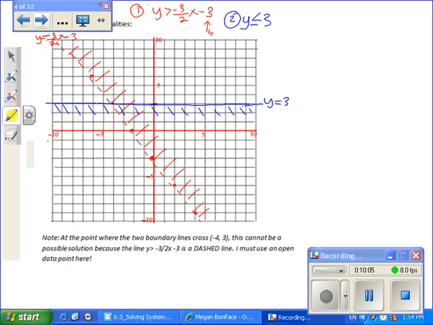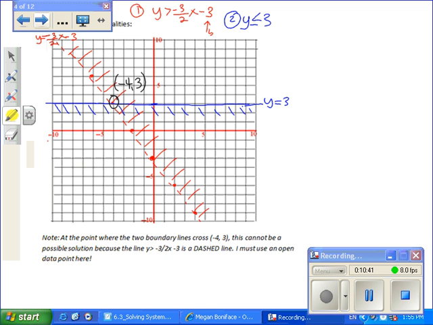So that means that when you graph a system where my blue line crosses my red line, right at this point right here, if you look on your graph, that is the point -4 for x, +3 for y. That's the point (-4, 3). That point of intersection is not a possible solution. Why? Because it's the point of intersection of a dashed line with a solid line. If they were both solid lines, that point would be a possible solution.